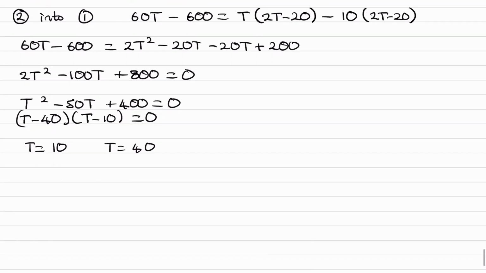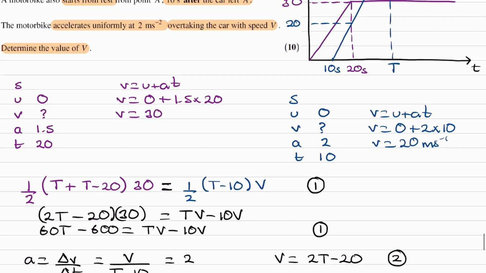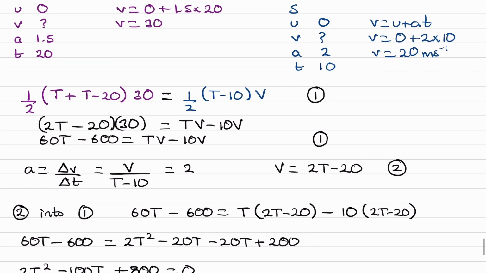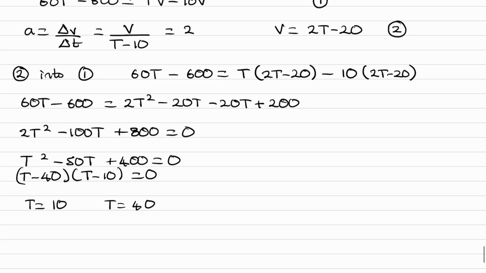So if t is 40, remember our goal was to work out what v was, that was our goal. So then we can use the equation that we have over here, v is equal to 2t minus 20. Sub in the 40 into that. So v is then 2 times 40 minus 20, which would be 60 meters per second.